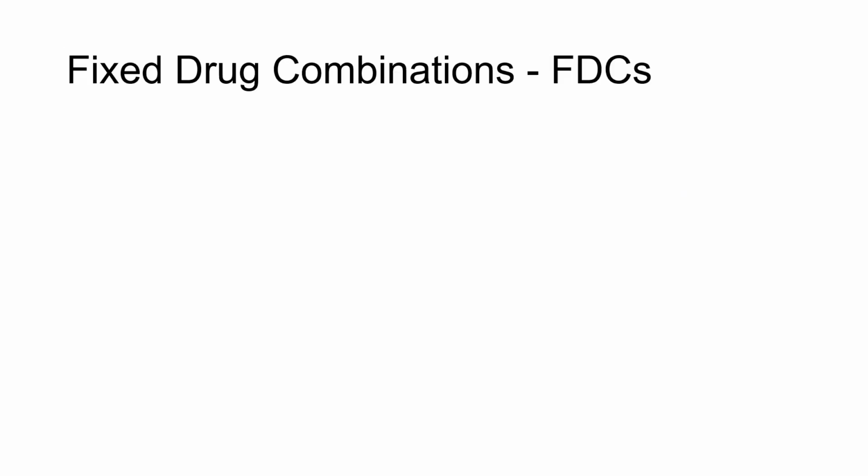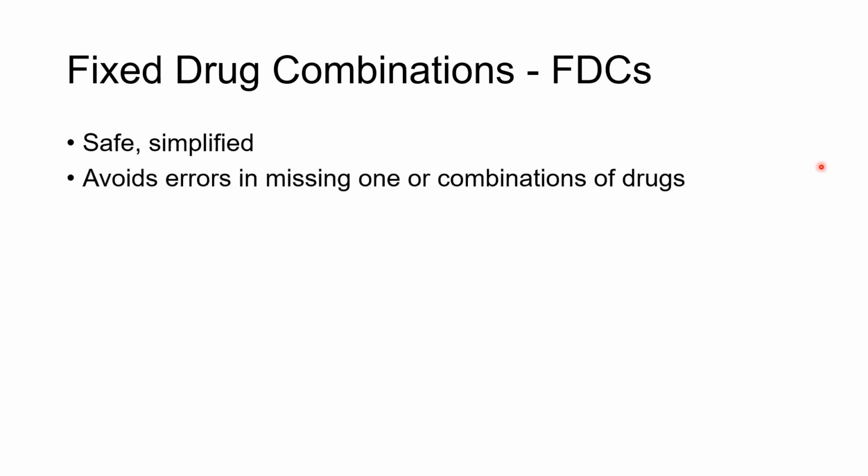So now coming to fixed drug combinations. This is one of the recent changes that we learned before. So what are the fixed drug combinations? The fixed drug combinations means a combination of medicines or combination of drugs with fixed dose in them. So what is the advantage? This is a safe and simplified thing. This avoids errors in missing one or combination of drugs.